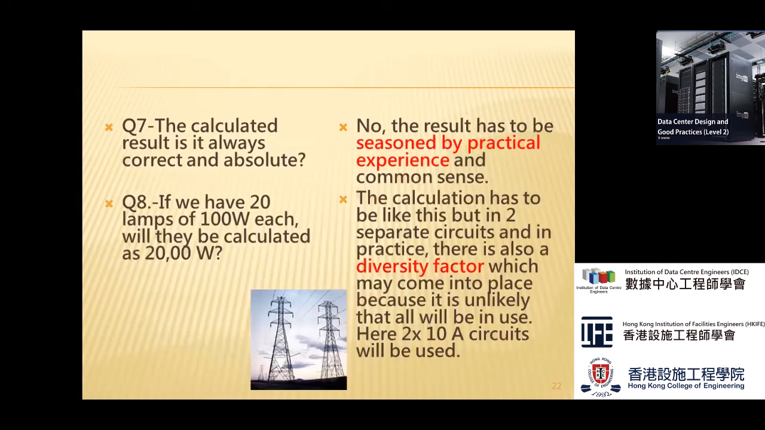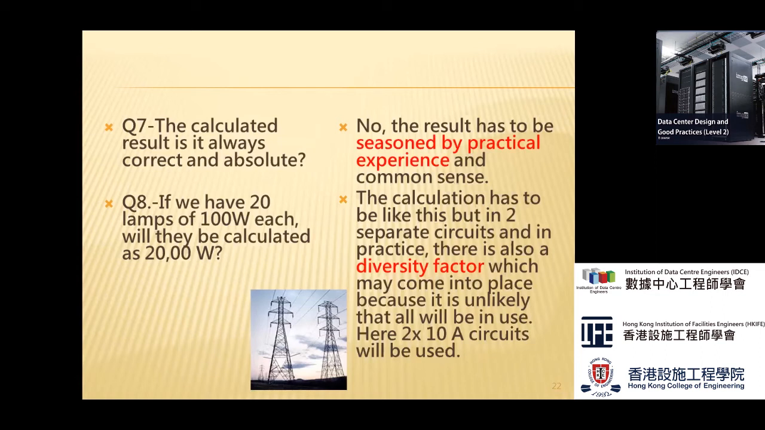Number 7, the calculated result is always correct and absolute. No, the result has to be seasoned by practical experience and common sense. I have a case where a new electrical design engineer used the computer to make the calculation, and found that the socket outlet ring circuit requires 4 mm square cable. I asked him why he used 4 mm square cable for a ring circuit, when 2.5 is already enough.